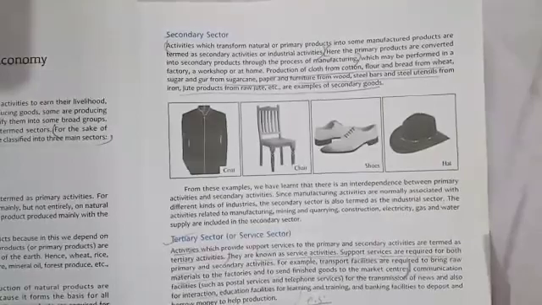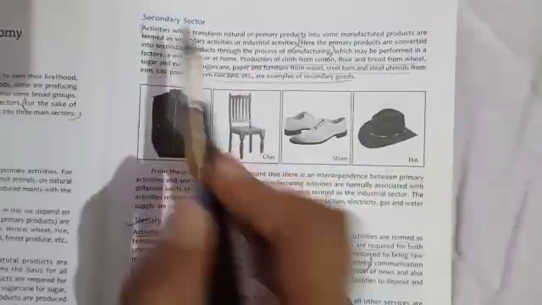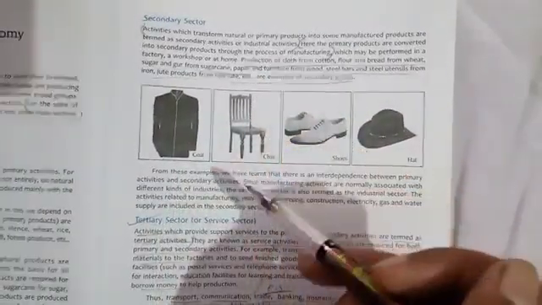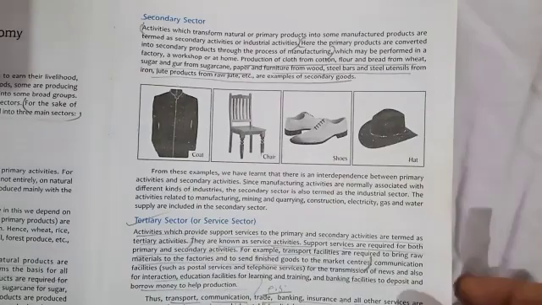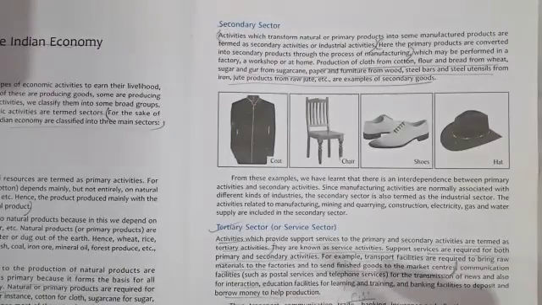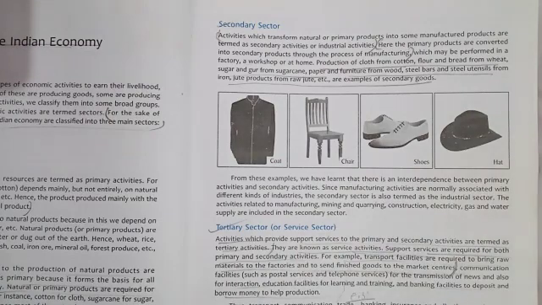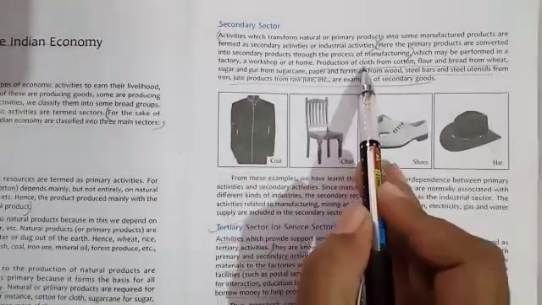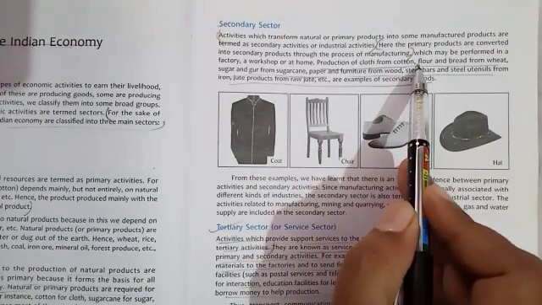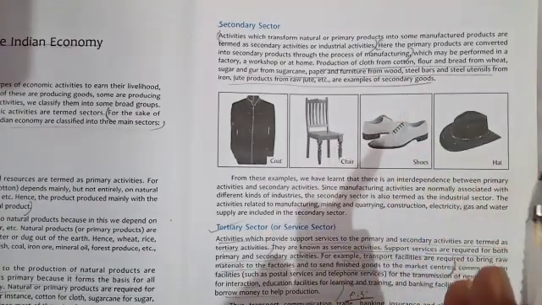What is this? So, the activities which produce finished goods by using the product of primary activities as raw material are included in the secondary sector. That is, in the secondary sector, the raw material is obtained from the primary sector and they are finished in the factories. So this sector is known as your secondary sector. Like manufacturing, for example, of cloth from cotton. This manufacturing of cloth is known as secondary sector, because from cotton you are manufacturing the cloth.